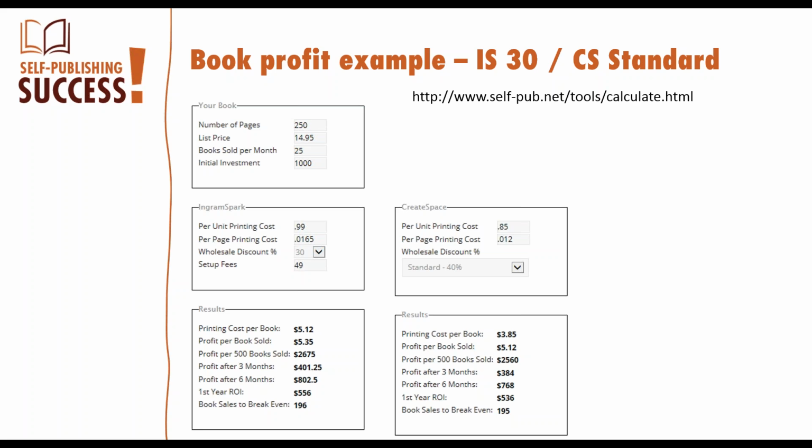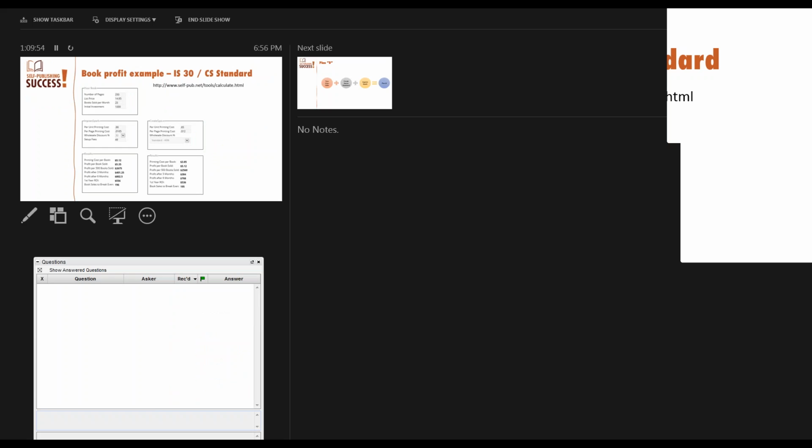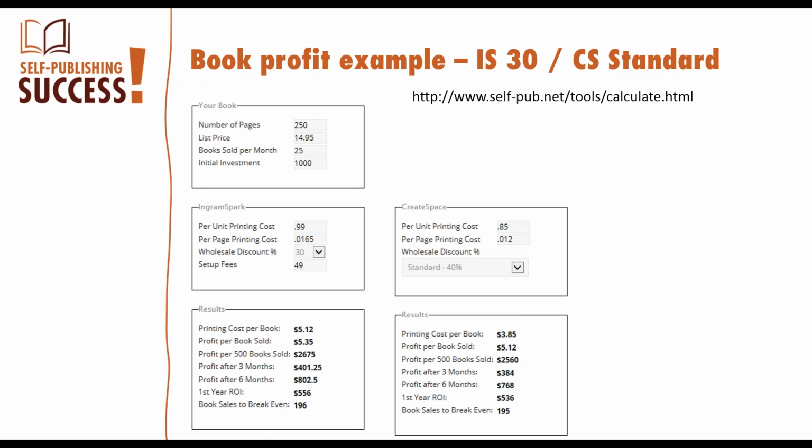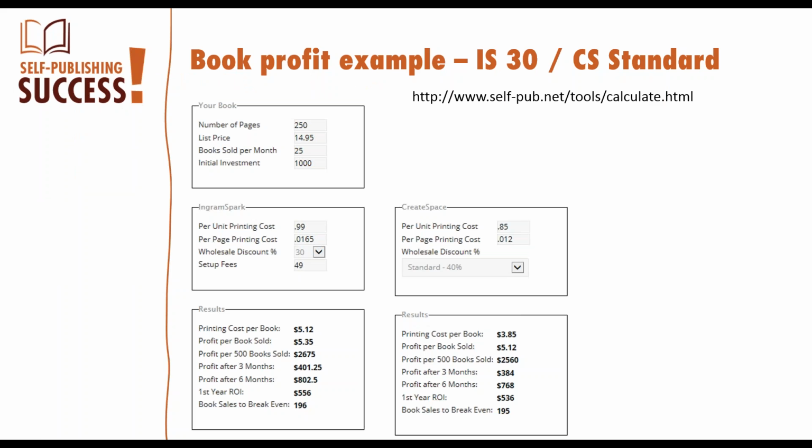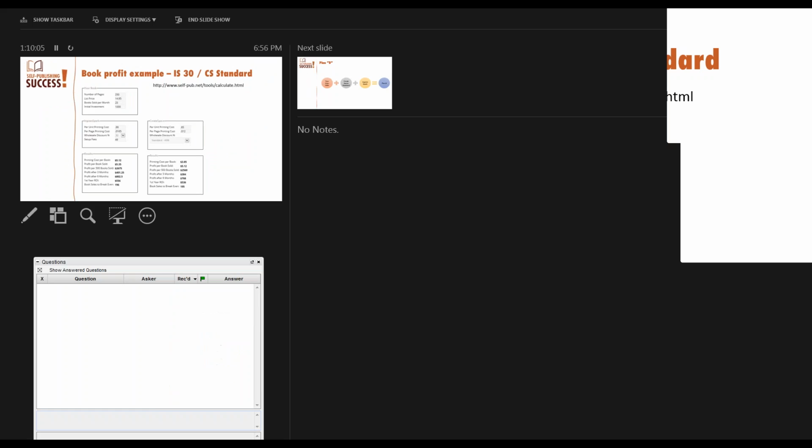And then CreateSpace, we're looking at the standard distribution at 40%. Here the numbers are fairly even as far as the book sales to break even and how much you're making on books sold. As you can see though, the printing cost per book is a lot less. So this is where you might want to consider doing that plan B and doing both.